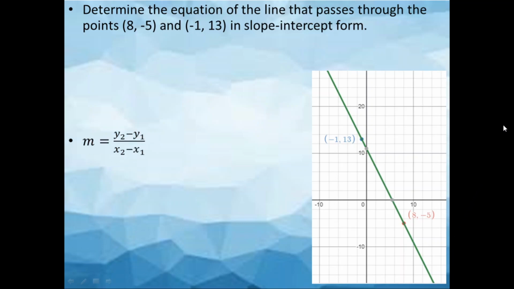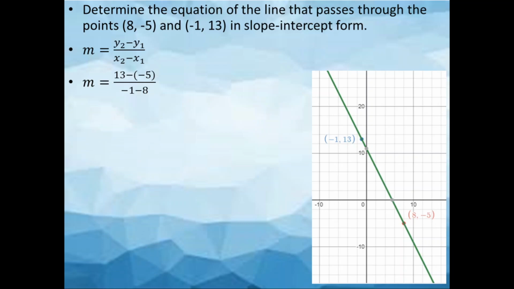So we begin by writing our formula for the gradient, m equals y2 minus y1 over x2 minus x1. Substituting, we'll have 13 take away -5 over -1 take away 8. 13 take away -5 will become 13 plus 5, which is 18. And then -1 take away 8, the signs are the same, so you add and keep the sign. That will give you -9. 18 divided by -9 is -2.